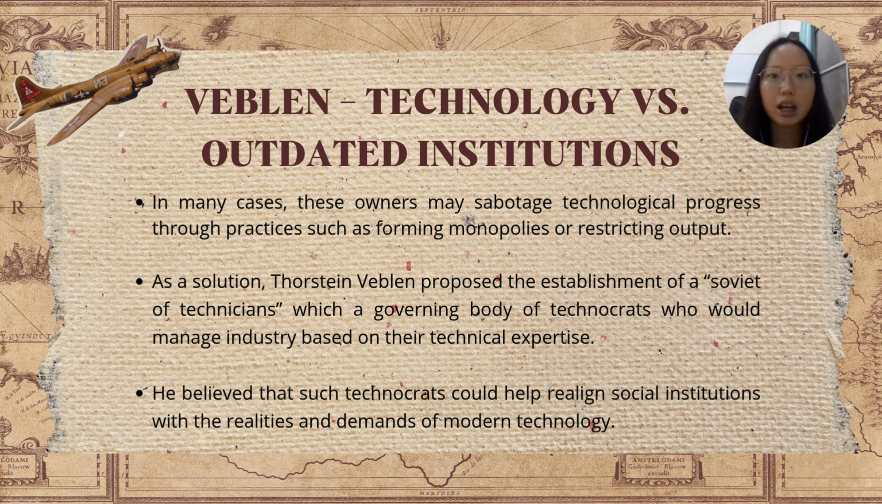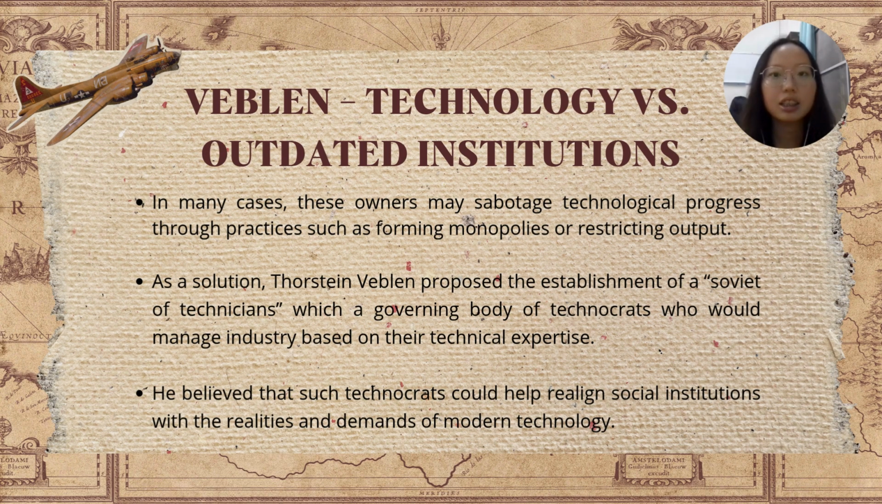As a bold solution, Veblen proposed the formation of a Soviet of technicians. This is a governing body composed of engineers and technical experts who would take charge of managing industrial production. These technocrats, unlike profit-driven entrepreneurs, would be motivated by a spirit of tangible performance and guided by their deep understanding of technological systems. They would focus on efficiency, productivity, and service to the community rather than financial gain.